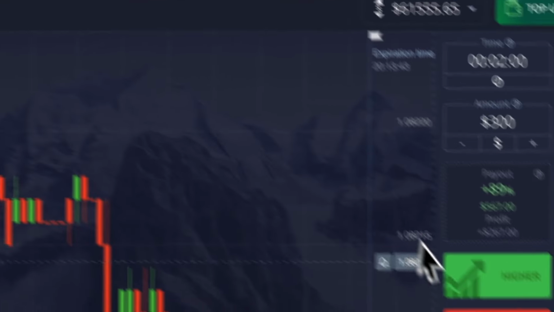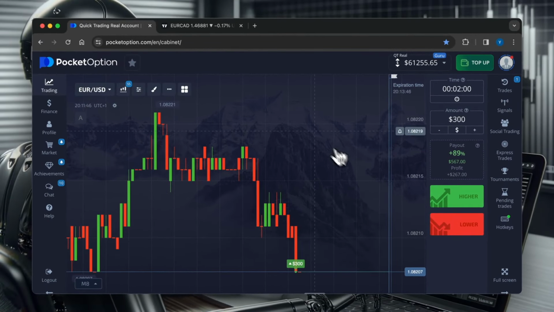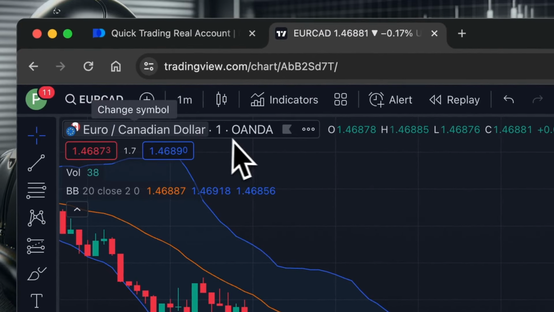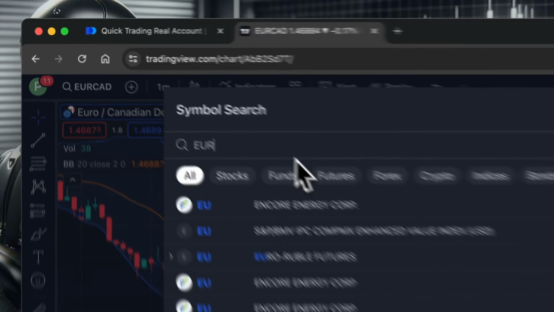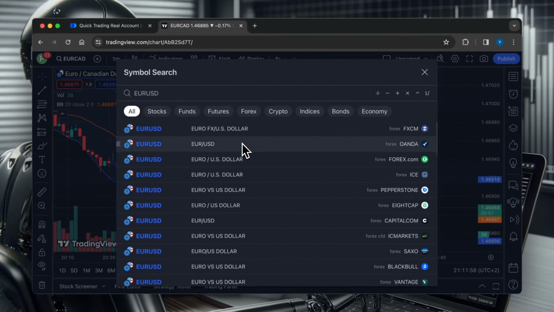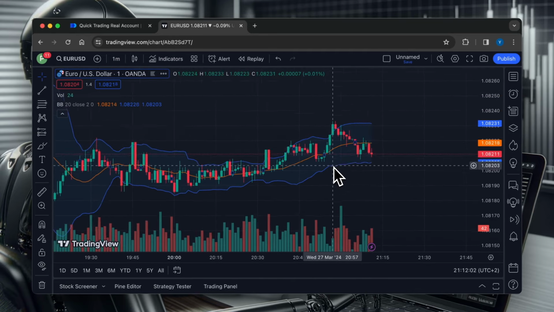I am sure that this deal will be successful, because the accuracy of the robot's predictions is between 89 and 95%. While the trade is in progress, I will show you why the robot could have made such a decision from the point of view of technical analysis. I use the TradingView service for analytics. Now I will evaluate the situation on the currency pair euro-dollar.